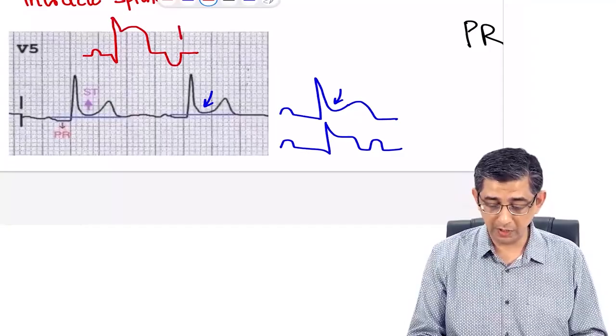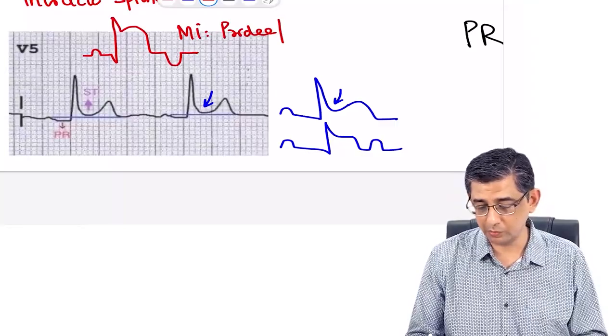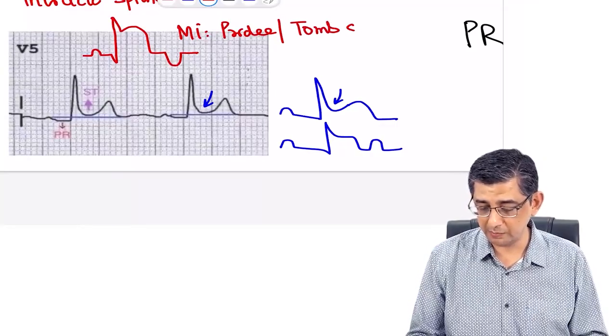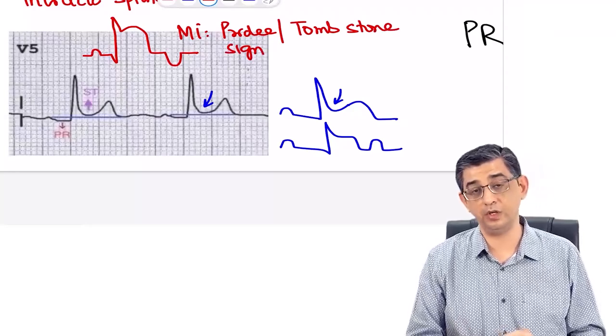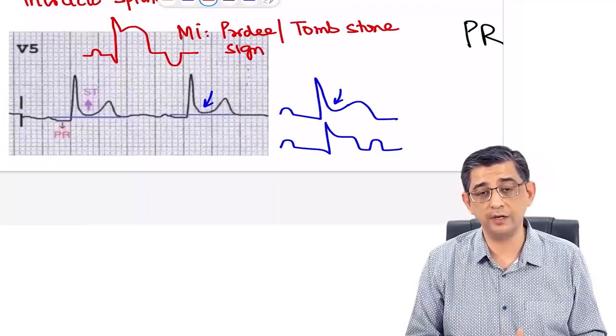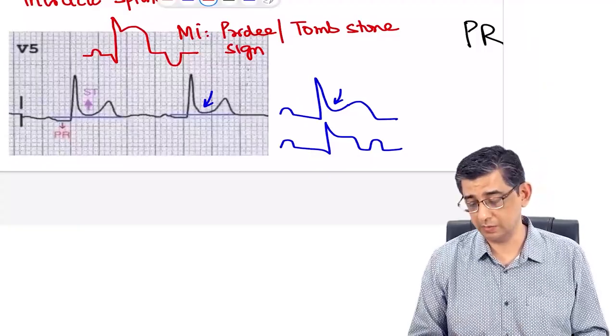So for MI, we have this classical Pardee sign. We also call this the tombstone pattern. I repeat the facts once again. Pardee sign and tombstone pattern are used classically to describe a coronary event, which is thrombus in the coronary artery, that is myocardial infarction. And in MI, I never spoke about any PR segment depression.